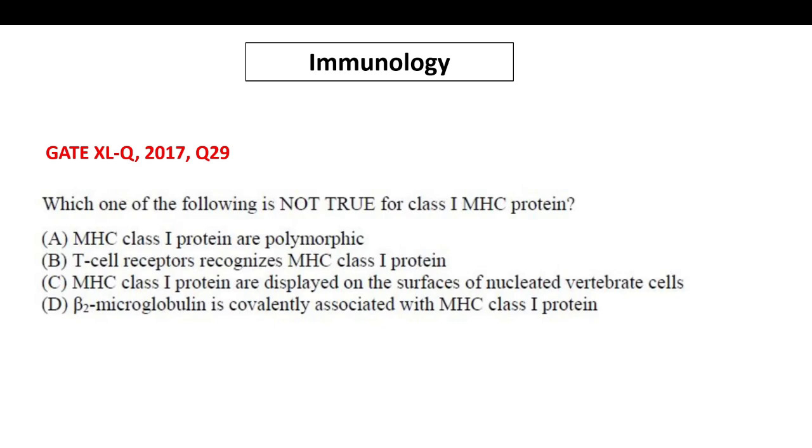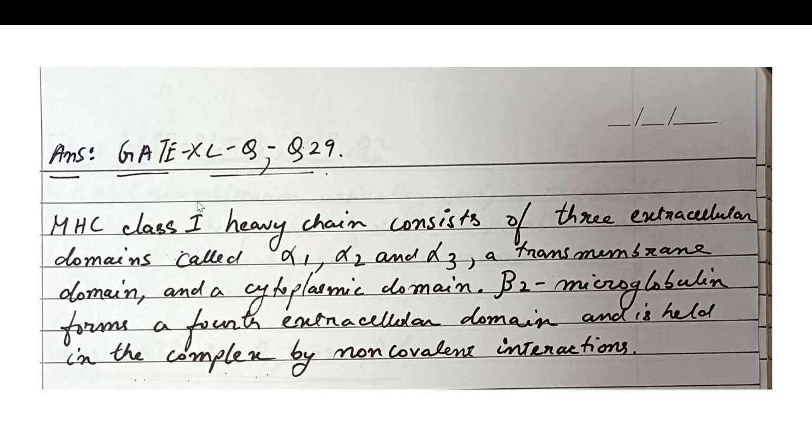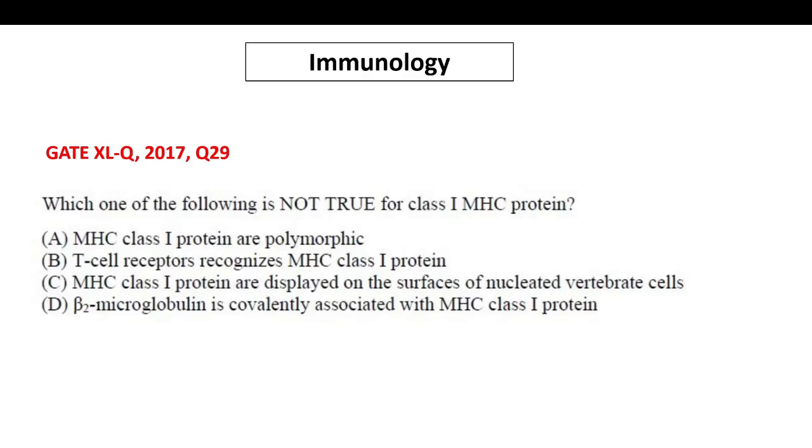The fourth option is that beta 2 microglobulin is covalently associated with MHC class 1 protein. That is wrong, because beta 2 microglobulin is non-covalently associated with the MHC class 1 protein. So what is the answer? MHC class 1 heavy chain consists of three extracellular domains called alpha 1, alpha 2, alpha 3, a transmembrane domain and a cytoplasmic domain. Beta 2 microglobulin forms the fourth extracellular domain and is held in the complex by non-covalent interactions. So the answer to your question will be this option. Okay, so this is the answer.